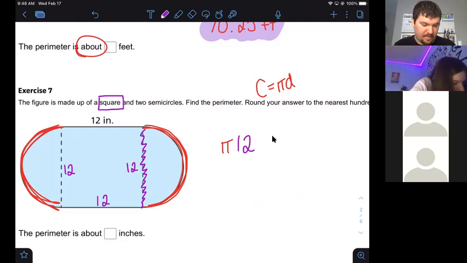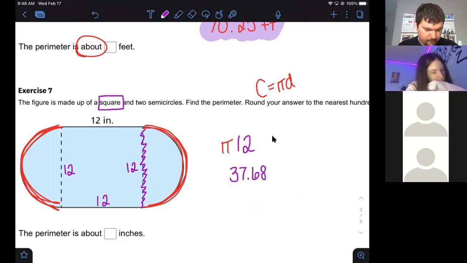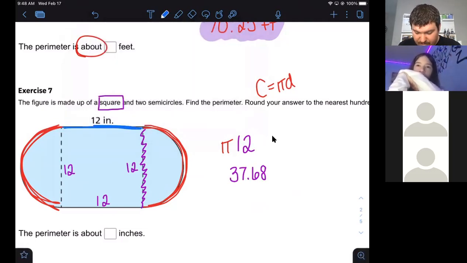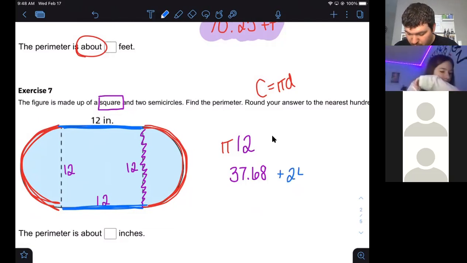So 12 times 3.14 is 37.68. Double check my math there to make sure I got that right. Yeah, 37.68. Okay, so we've got the 2 curved sides. Now we have these 2 sides. That side there, which is 12, and this side here, which is also on the outside, which is 12. And 12 and 12 makes 24. So I'm just going to add 24 onto that.